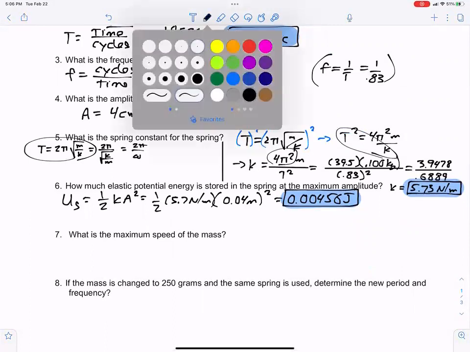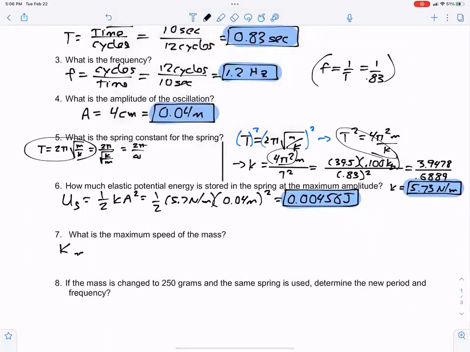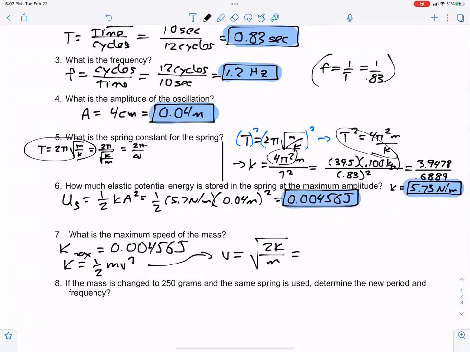So the maximum speed, first of all, we know the maximum kinetic energy is the same, 0.00456 joules. We know that kinetic energy is equal to 1/2 mv squared. To solve for speed, we need to multiply by 2, divide by mass, and square root. So 2 times the kinetic energy divided by the mass, then we will square root. So 2 times 0.00456 joules, divided that by 0.100 kilograms, and then we will square root.